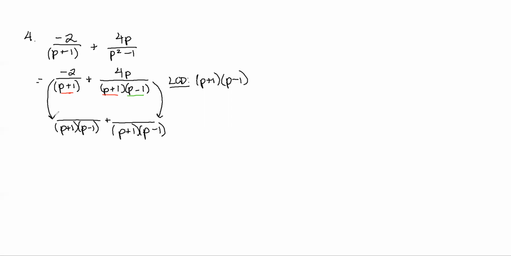All right, so now let's see what we're missing. We had a p plus 1 in the first fraction. Now we have a p plus 1 times p minus 1. We need to multiply by p minus 1. If you wanted to do this off to the side, that's perfectly fine. I'm going to write this as negative 2 times p minus 1 though. I'm going to do it in the next step. Plus our second fraction has no change because the denominator is still the same. So I'm just going to bring that 4p down.